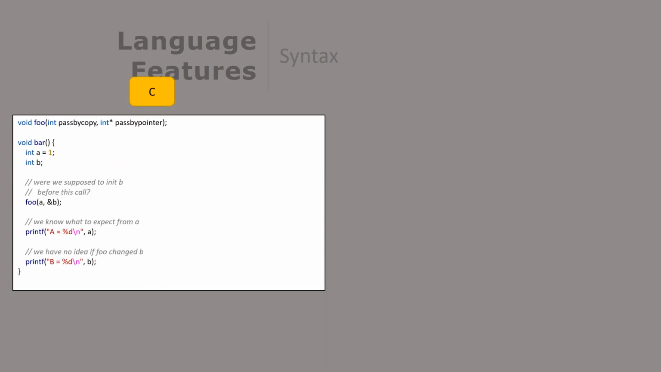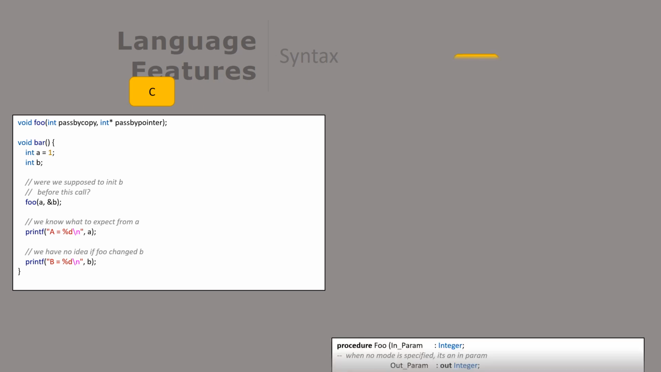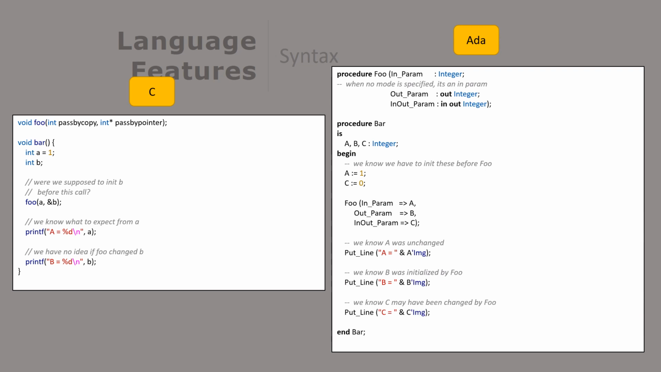Speaking of parameter passing, in C we have two options: pass by copy or pass by pointer. If we are passing by copy, we know that the parameter is an input to the subprogram. If we are passing by pointer, is it an input? Is it an output? Is it an input and an output? Someone really should have written a comment to document what this function should do. In Ada and Spark, this problem can be avoided.